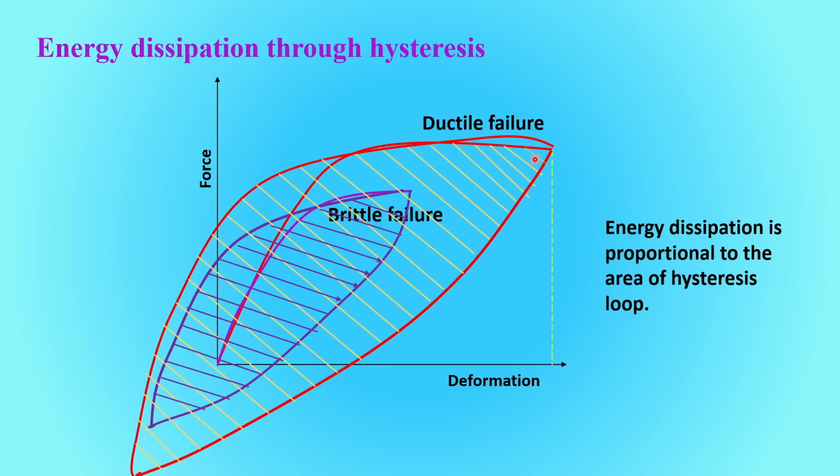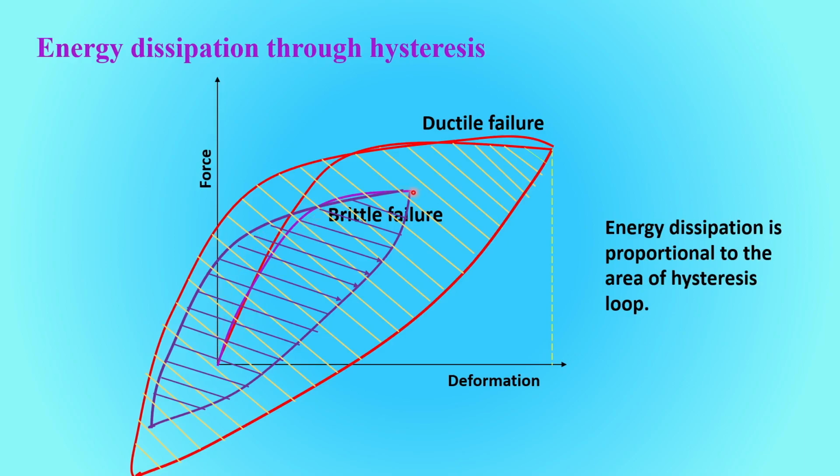Now each loop dissipates some amount of energy, which is given by the area of the loop. For the red colored hysteresis loop shown by a ductile system, the yellow hatching area is the energy dissipated per cycle of hysteresis. Now in contrast, let us take the brittle system, which is shown by the violet color.